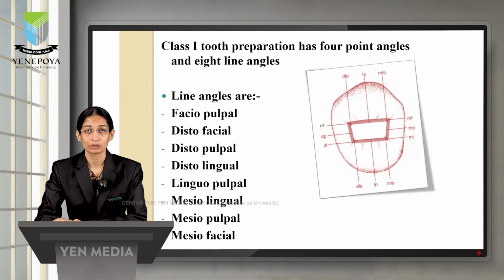Now, what is a line angle? What is a point angle? A line angle is a junction of two planar surfaces along a line, and a point angle is a junction of three planar surfaces along a point. So, a Class 1 cavity preparation has four point angles and eight line angles.